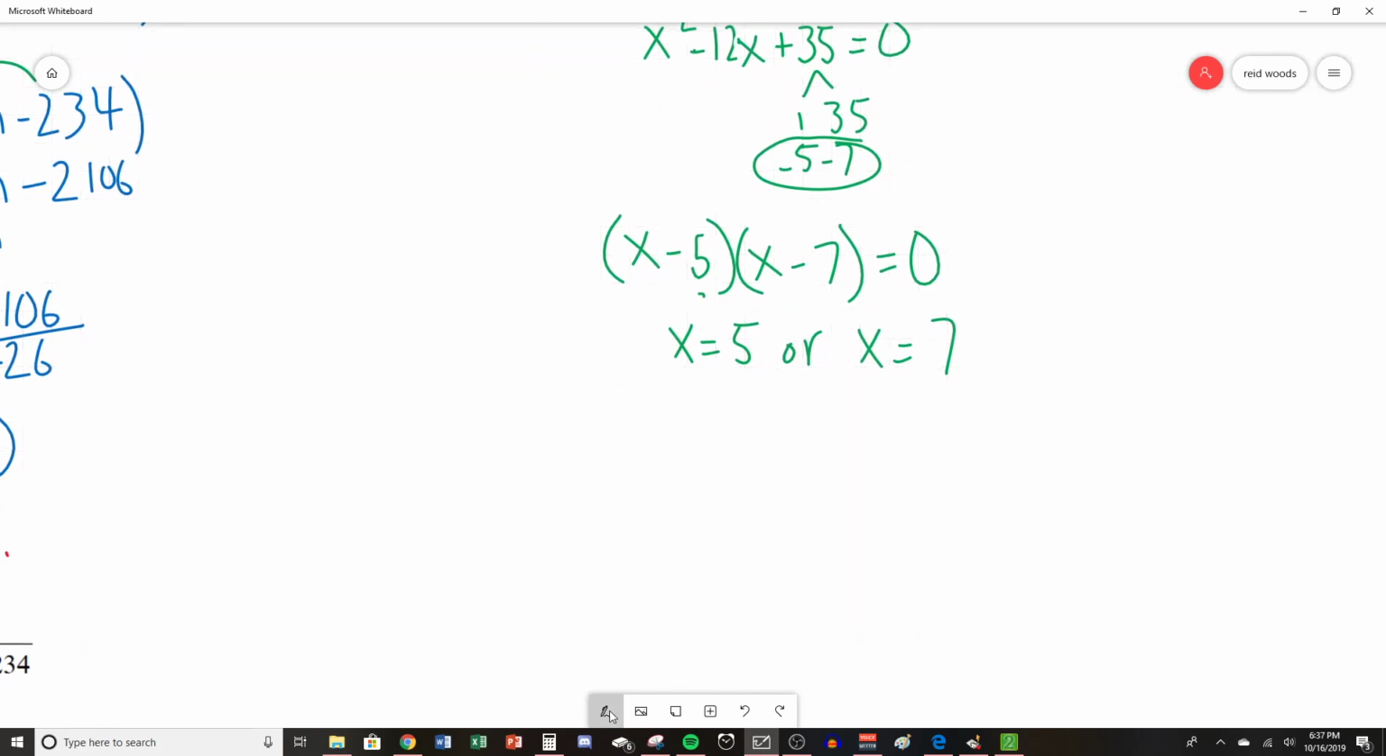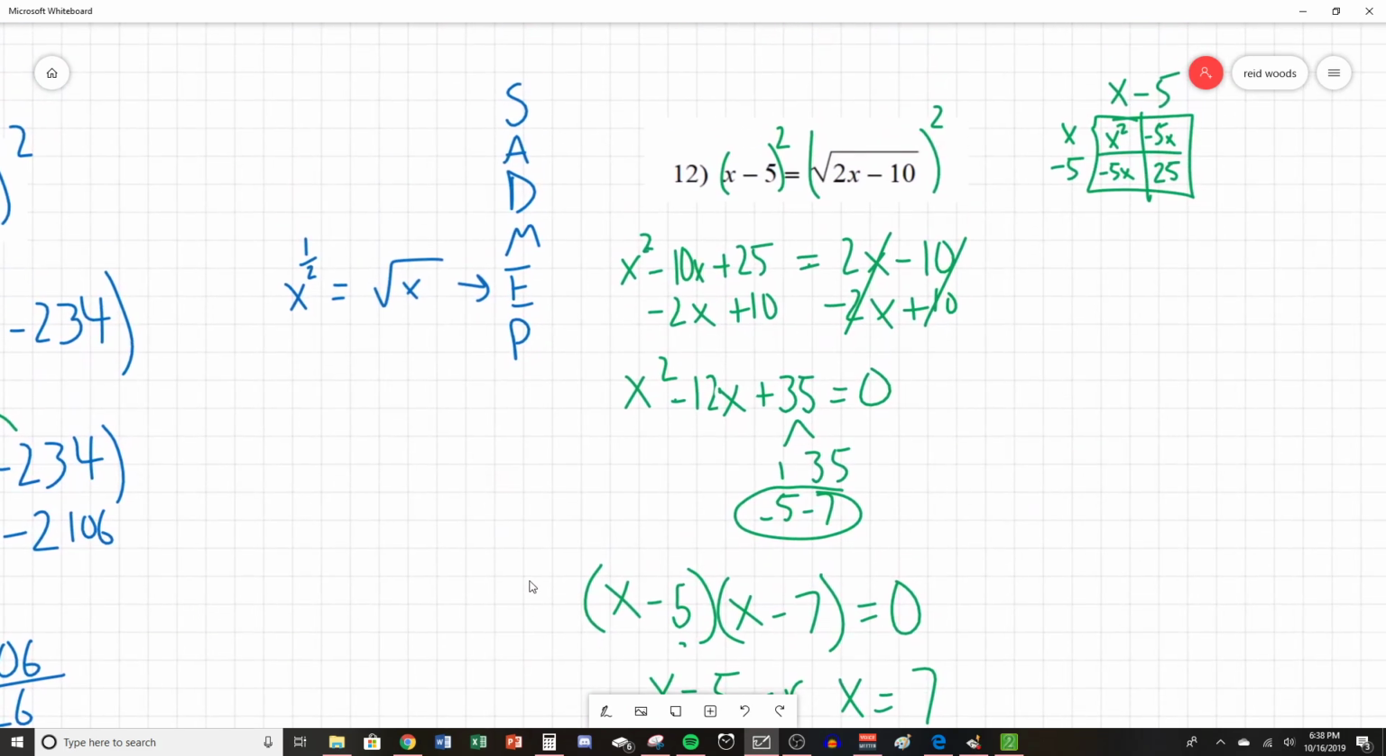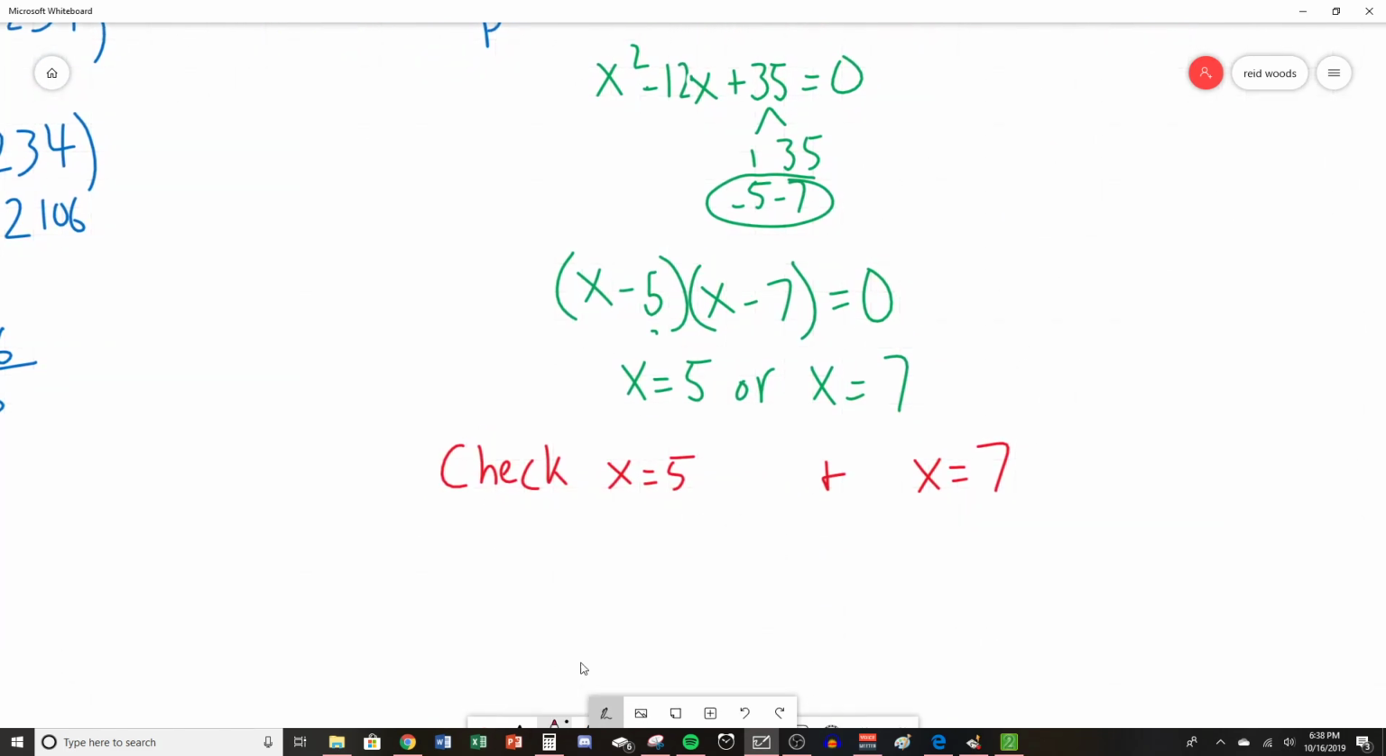Now remember, and this is the step that just adds more time to this process, is we got to check these and make sure that both of them are valid. More times than not on these types of questions where you have two, one of them isn't valid. So we're gonna have to check x equals 5 and x equals 7. So we'll start with x equals 5. So this equation was x minus 5 equals the square root of 2x minus 10.